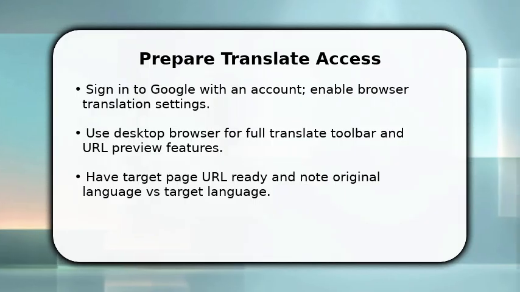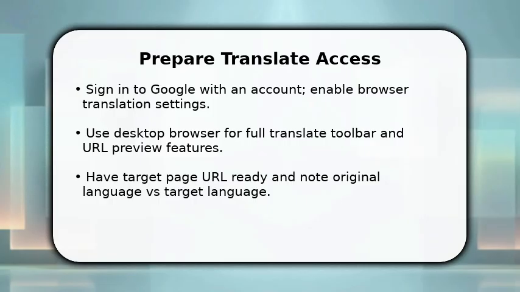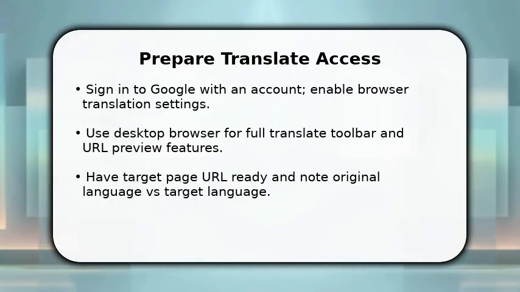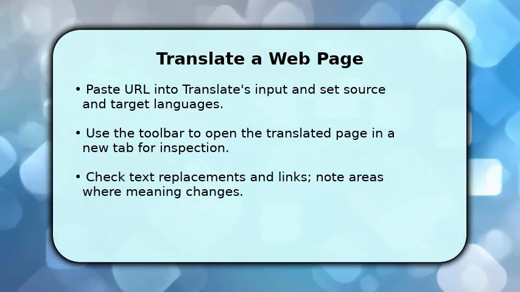This step saves time and prevents misdirection because Translate works best when you feed it a clear, valid address and explicit language choices. Next, paste the web page URL into Google Translate and select source and target languages. This instructs the service how to render content.